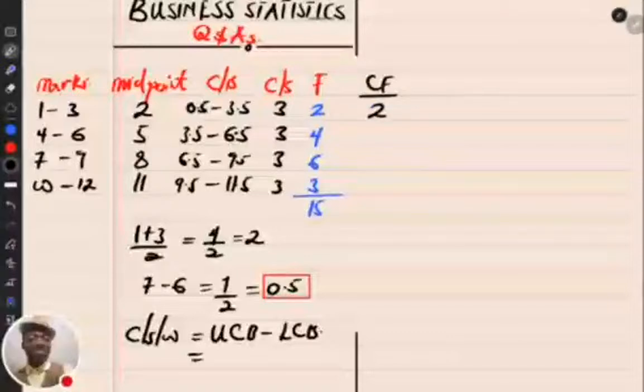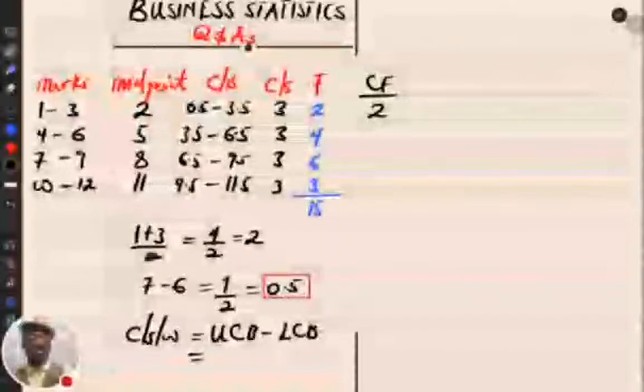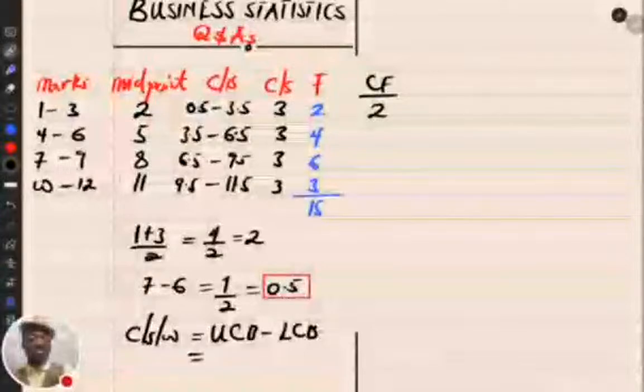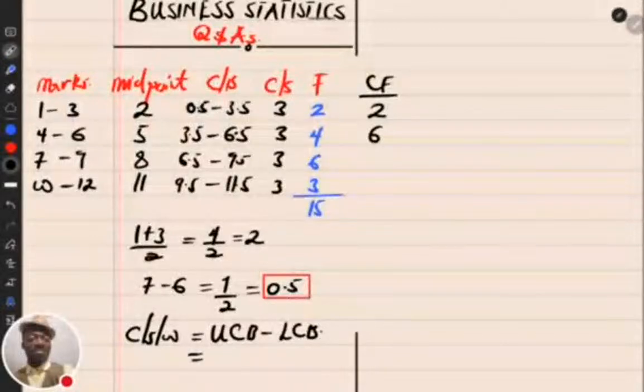For the next class, 4 to 6, the cumulative frequency is the addition of the previous frequency plus the current frequency, which is 4. So that gives me 6. For my next cumulative frequency for the third class, it is the previous cumulative frequency, which is 6, plus the current frequency, which is 6, and you get 12.